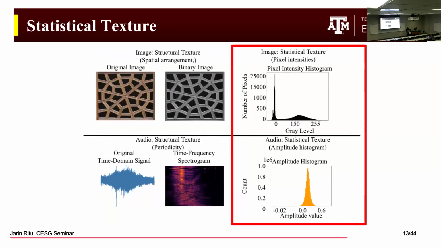And for statistical texture, in image space, we can count the gray-level co-occurrence values and plot a statistical histogram out of the co-occurrence intensity values. That's the statistics from the image. And in audio data, we can calculate the amplitude values the same way as the pixels in the image. That will be the statistical texture for audio space.